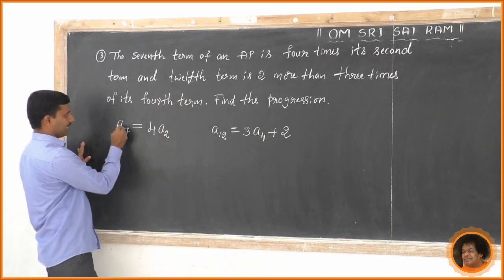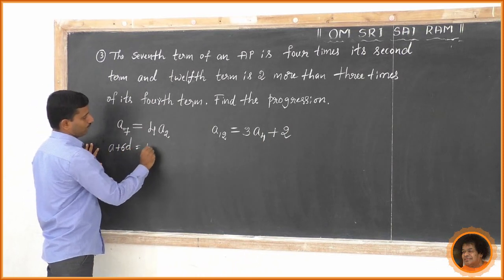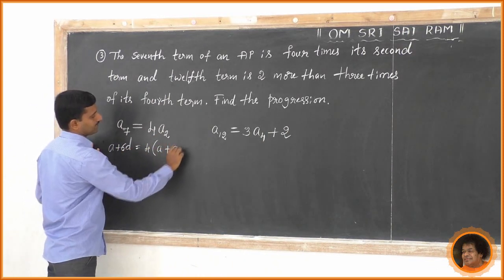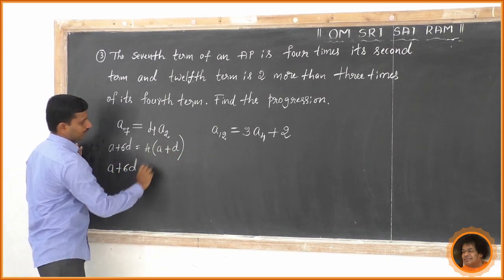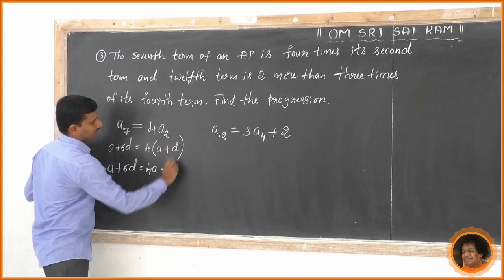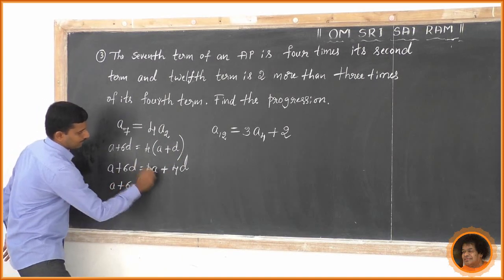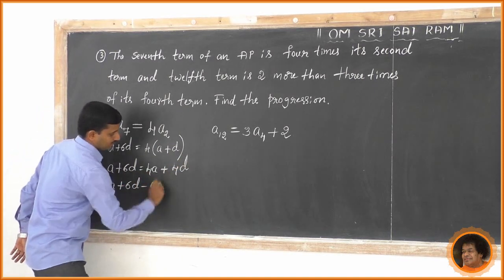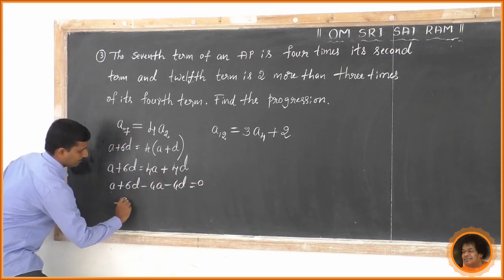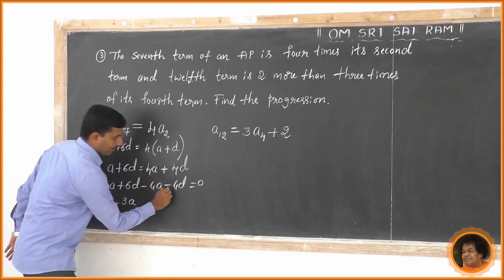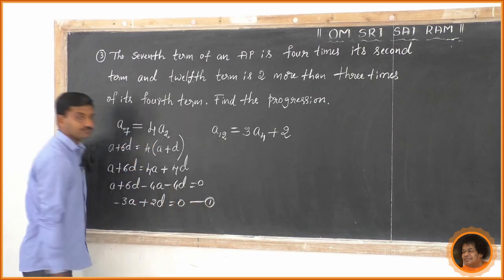Now solve these two. A7 means A plus 6D equal to 4 into A2, which means 4 into A plus D. So A plus 6D equals 4A plus 4D. Or A plus 6D minus 4A minus 4D equals 0. So A minus 4A is minus 3A, 6D minus 4D is plus 2D, equal to 0. Equation number 1: minus 3A plus 2D equal to 0.